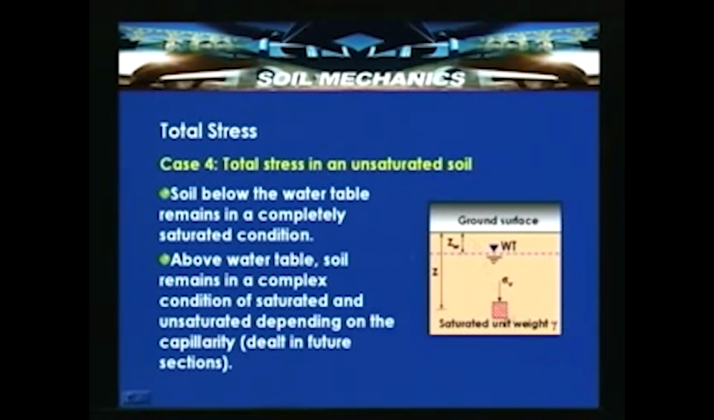So, let us consider a saturated unit weight below the groundwater table. This is the groundwater surface which is indicated here, and this is the zone. It can be saturated, it can be partially saturated depending upon the regions which we have discussed earlier.